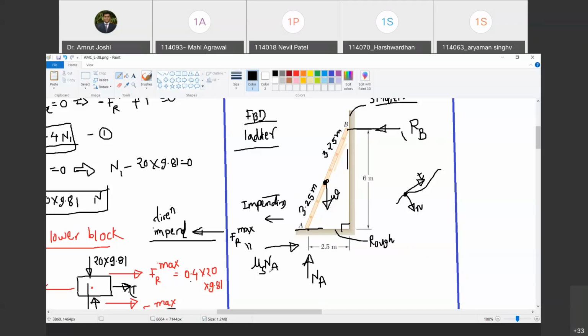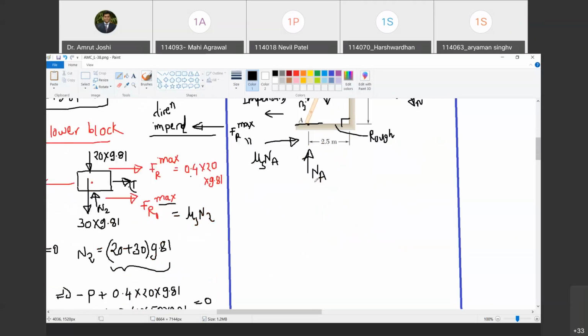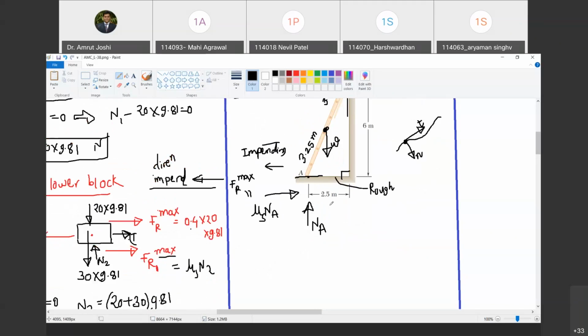So I am writing down this mu s as the minimum value of coefficient of static friction that compels the ladder to be on the verge of sliding down under the action of W. Happy? Yes, sir. Okay, I think this is fair enough. I have explained as much as I can. If any one of you has a doubt, please ask me.